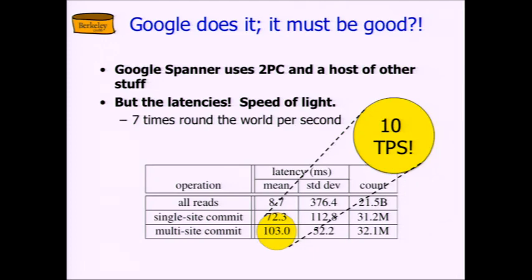This thing can commit 10 transactions per second. I assure you, Google has more than 10 things to do every second. So what we're saying here is that if you really need to do distributed two-phase commit, even with a very mature implementation, assuming Google's mature, and after all, 7 times around the world per second, you're not going to do much better than this. You can't do it very often. You've got to really keep your transactions to a minimum in a geo-replicated setting.